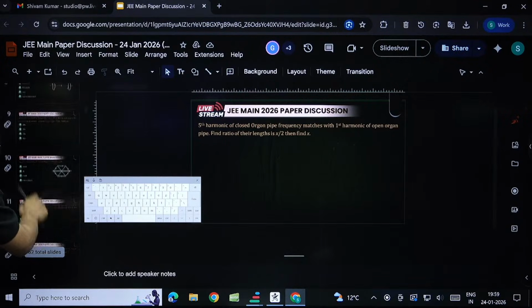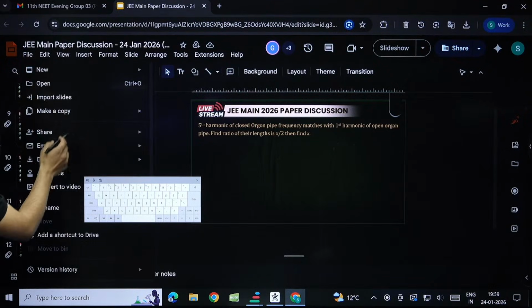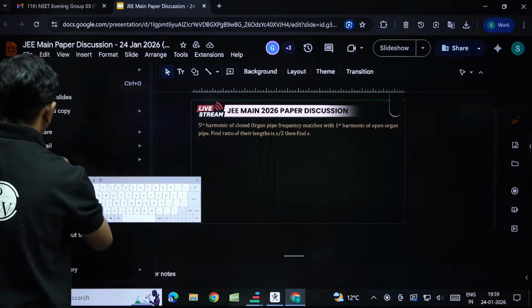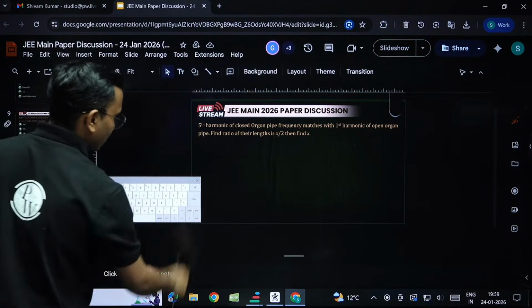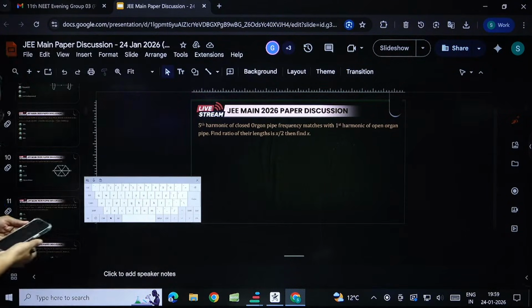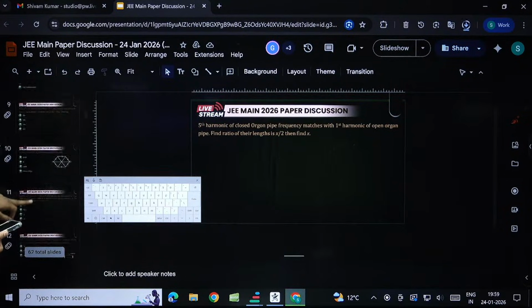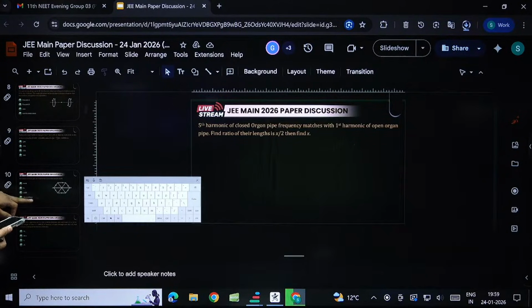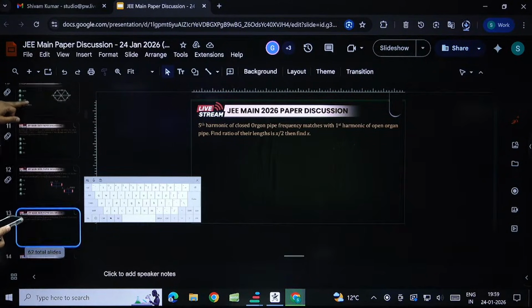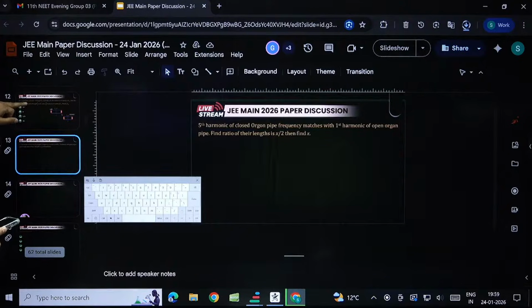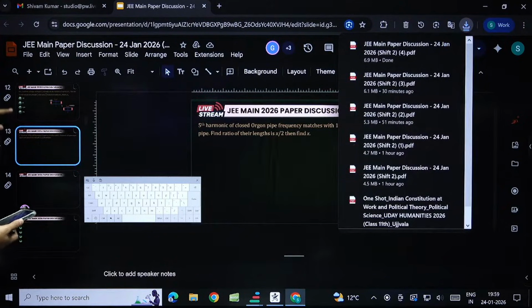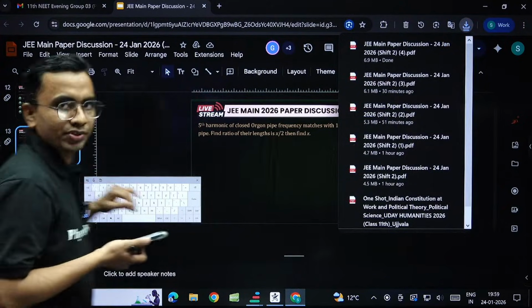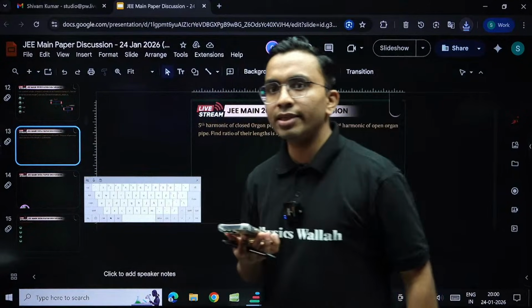Now we are having a few more questions. Let us discuss them. So we are having a question on wave optics, a YDSE question. Another question is on finding the equivalent resistance. Another question is on moment of inertia, and there is another question on waves. Okay, there is another question on waves.